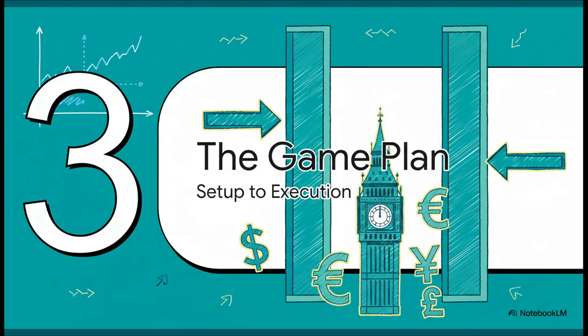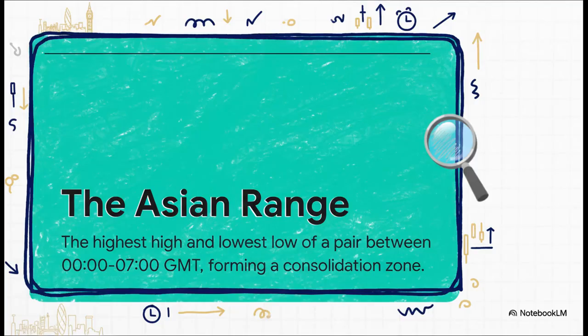Okay, tools are ready. Let's get to the actual game plan. This is where we take that simple idea and turn it into a step-by-step, repeatable process. First things first, you've got to define your battlefield. And for us, that's something called the Asian range. It's super simple. You just find the highest high and the lowest low the price hit during those quiet morning hours. We draw a box around it and boom, that's our launch pad.